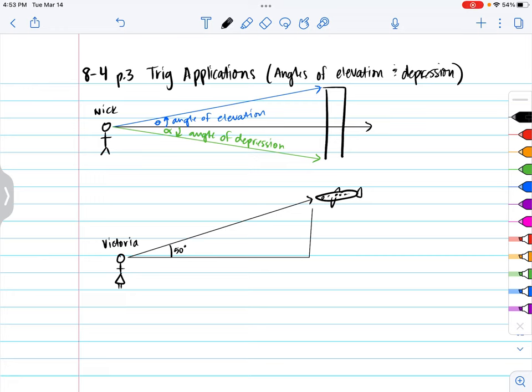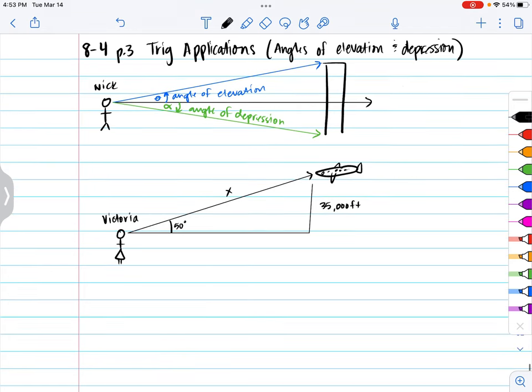And we also know that planes typically fly at 35,000 feet. Okay. What is the distance Victoria is away from this plane? So straight from this plane. Okay. And here we would use some trig.